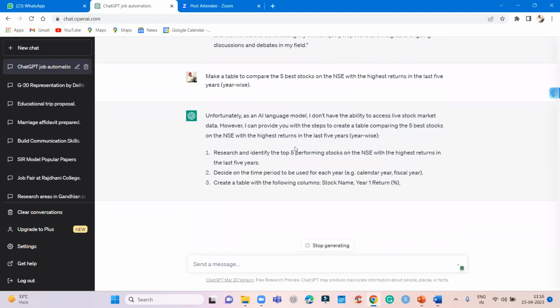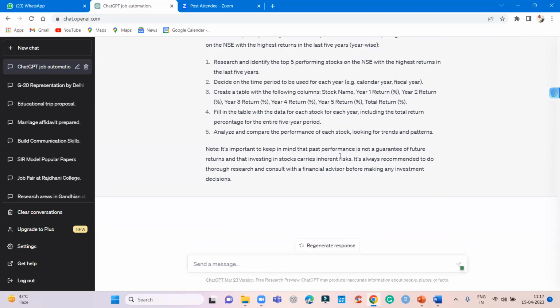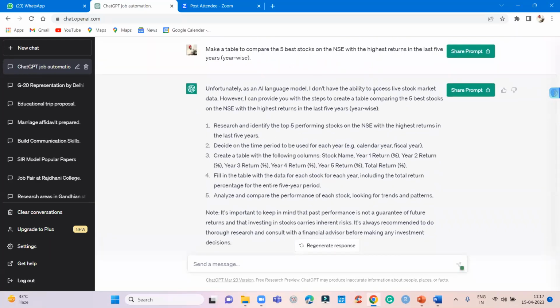So it will give you a caution, it is not giving directly. It has said you do it on your own. I don't have the ability to look up live stock data. So I will make a little change. Last 5 years, year-wise, I'll change the prompt from 2017 to 2021. Let's see what it does.